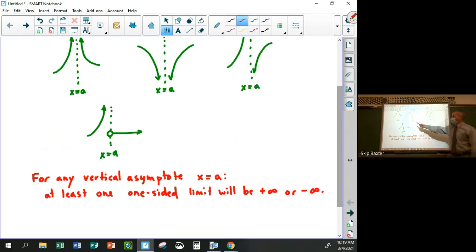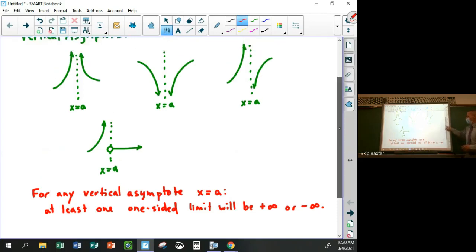In this case, the limit itself would be positive infinity because both one-sided limits are positive infinity. In this case, the limit itself is negative infinity because both one-sided limits are negative infinity. Here, the limit does not exist, but each of the one-sided limits is infinite in its own right. And here, the limit also does not exist, but the left-hand limit is infinite. So this thing is true for each of those situations.